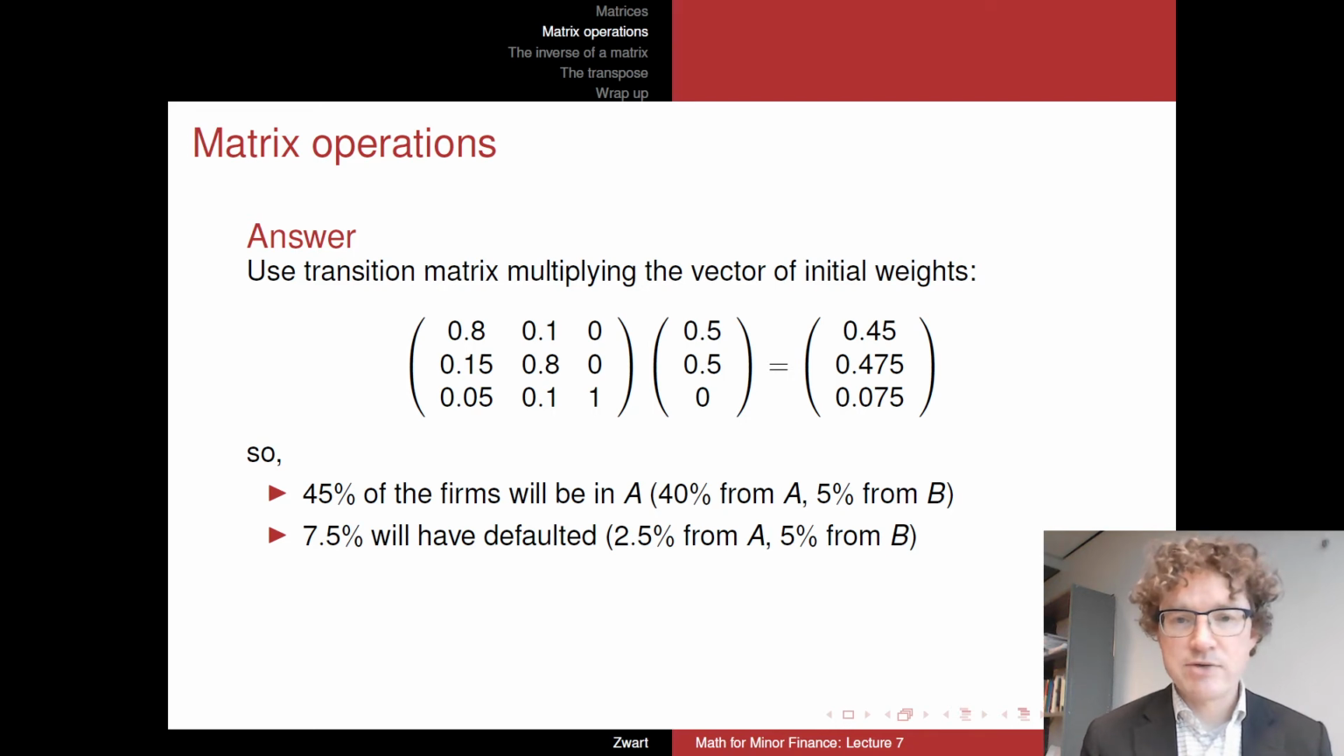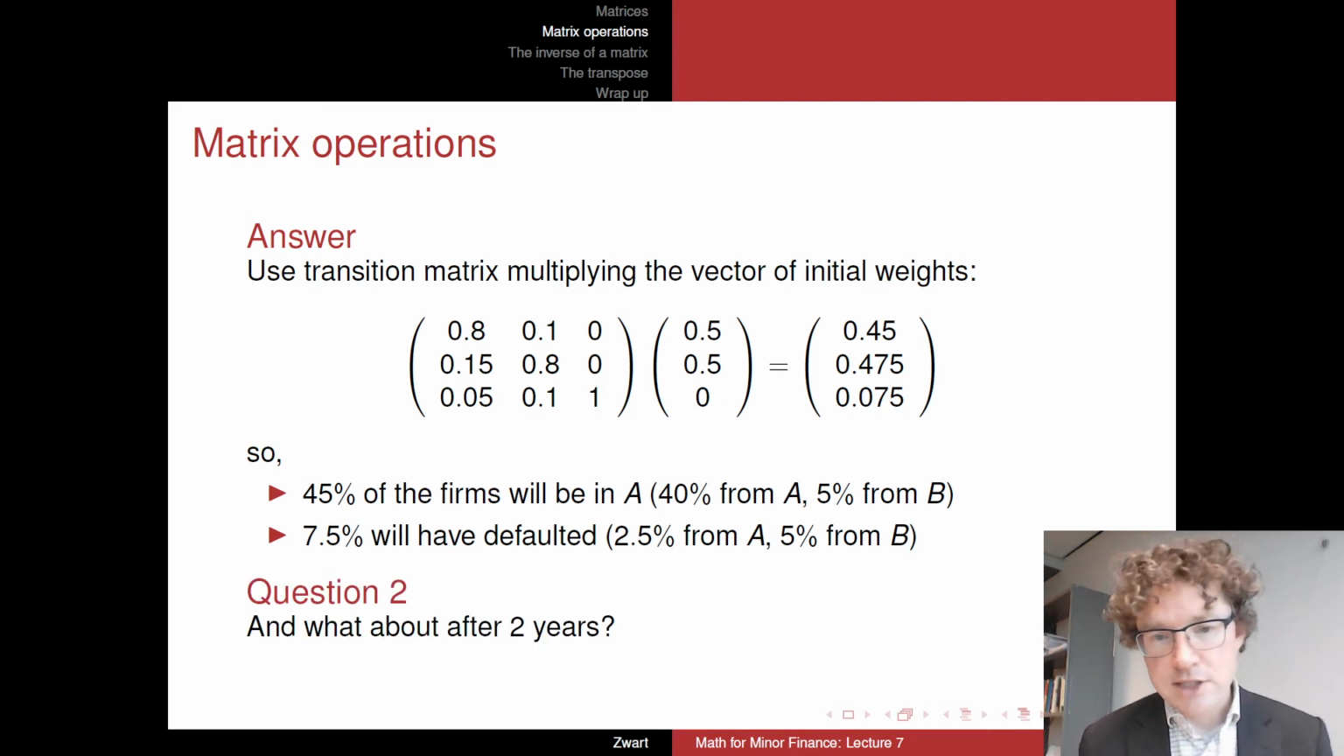So we can use this matrix multiplication to see indeed what the result is of those transitions from one rating class to the other, over the course of a year. So that's just multiplying the transition matrix by the initial distribution of firms over the different rating classes, like this.